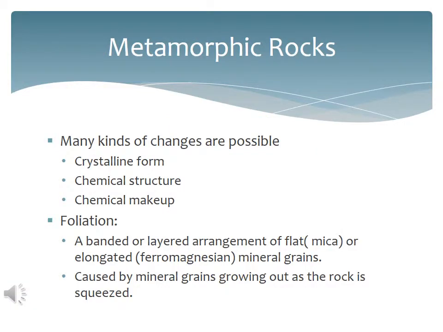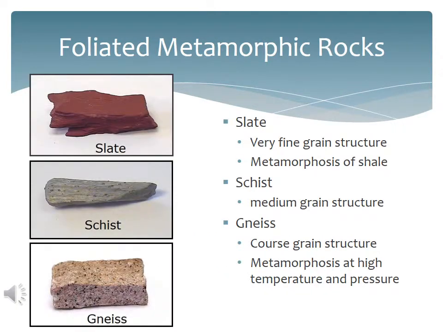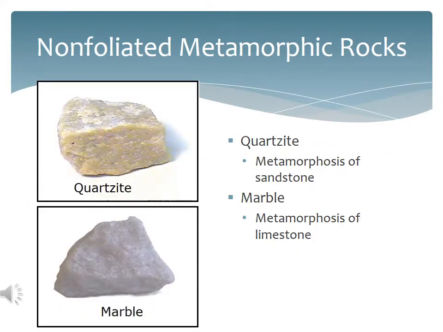One of the most common types of metamorphic change is in terms of crystalline form, and foliation is one of the more common types of crystalline form changes. If you've got ferromagnesian minerals in the rock, the pressure can squeeze them into banded or layered arrangements that we call foliation. Slate, schist, and gneiss are three very common foliated metamorphic rocks. Quartzite and marble are common non-foliated metamorphic rocks.